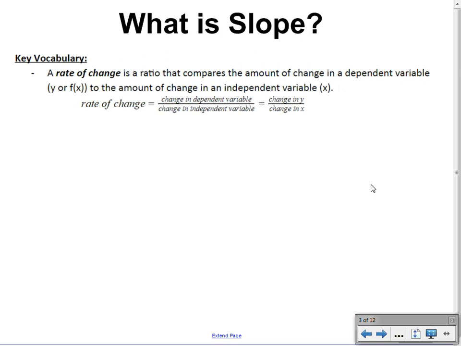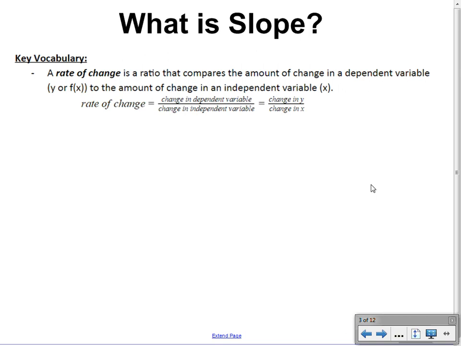Hi everyone, this video is going to talk about slope. Okay, so we're continuing to talk about linear functions, and one of the big parts of a linear function, whether it's a graph, an equation, just ordered pairs, whatever it is, slope is one of those really important things that we typically talk about when we're talking about linear functions.